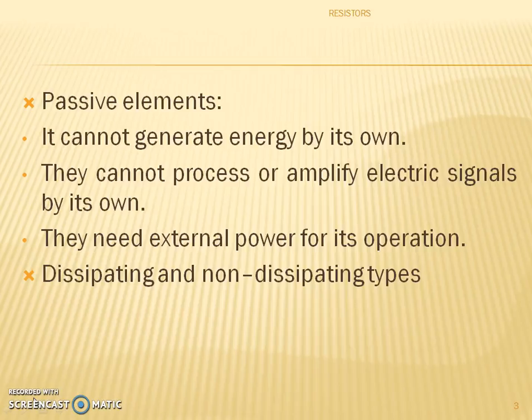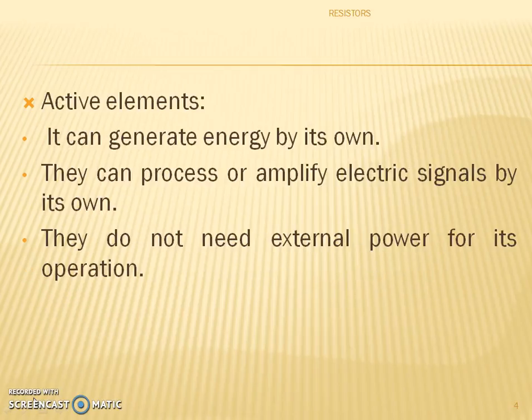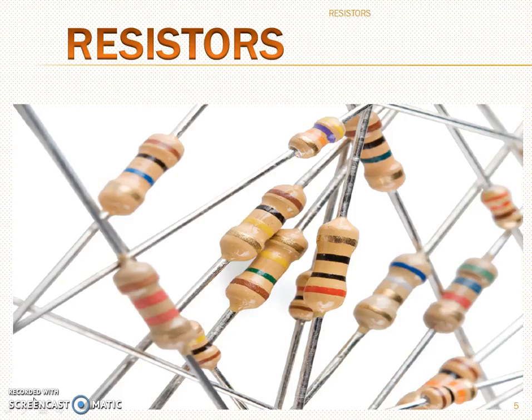It cannot generate energy by its own. They cannot process or amplify electrical signals by its own. They need external power for its operation. Dissipating and non-dissipating types are available here. In case of active elements, it can generate energy by its own. They can process or amplify electric signals by its own. They do not need external power for its operation.